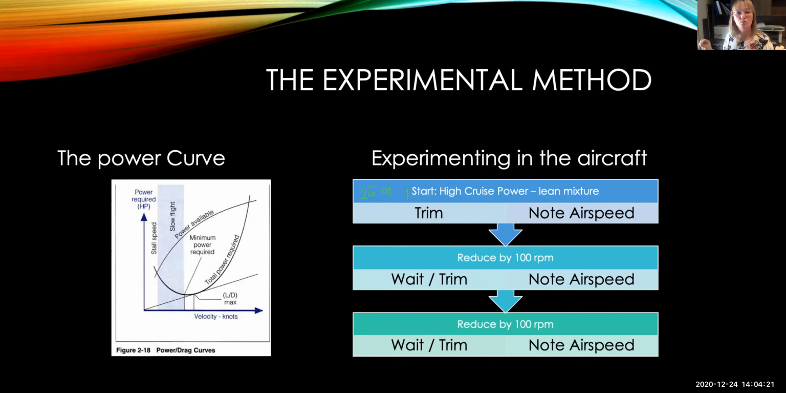It's a slow, methodical exercise to help the student practice understanding what's happening with the airplane when you slow down, but also it's a trimming exercise, right? So you're going to reduce that power by 100 RPM, and then you're going to wait, and you're going to trim, and you're going to note your airspeed. And then you're going to reduce by 100 RPM, and you're going to wait, and trim, and note your airspeed, as we head back down this power required graph. So we're going to get slower and slower and slower until, you know, we note our airspeed and our power setting, whatever that is.